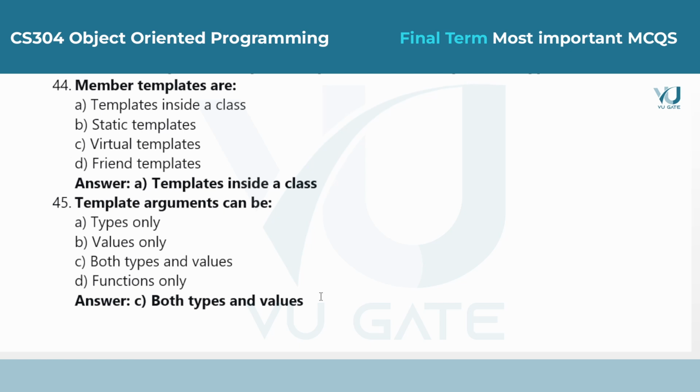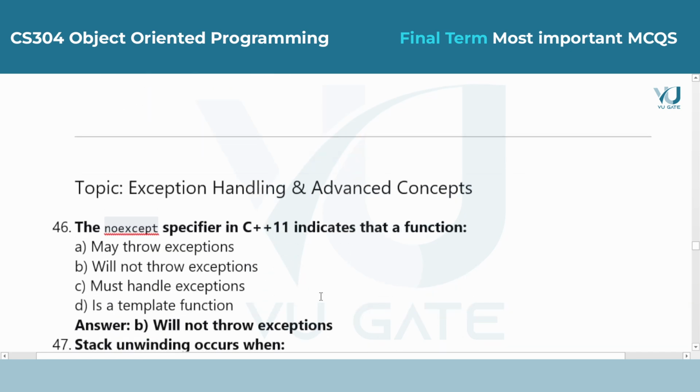These are simply template functions or nested template classes defined within the scope of another class. Q45. Template arguments can be. Answer: C. Both types and values. Explanation. C++ templates are flexible. They can accept types like double or constant values like the integer 100.